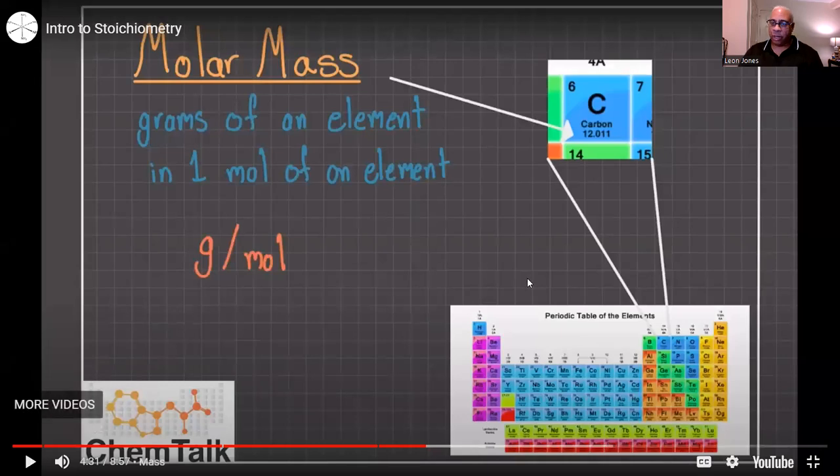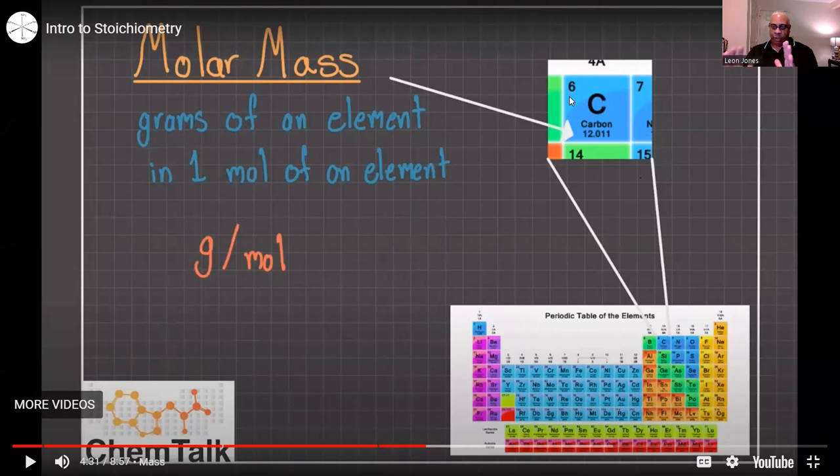Again, just as I explained it to you before, here's the periodic table. Years back when I was in middle school and high school, the periodic table only had 103 elements. Now they're up to 118. Now, you see this number right here. Here's the element of carbon. Here's your number for carbon. I believe that's your atomic number.